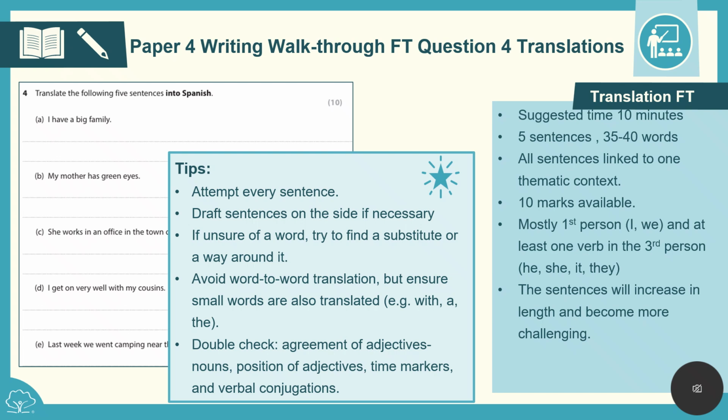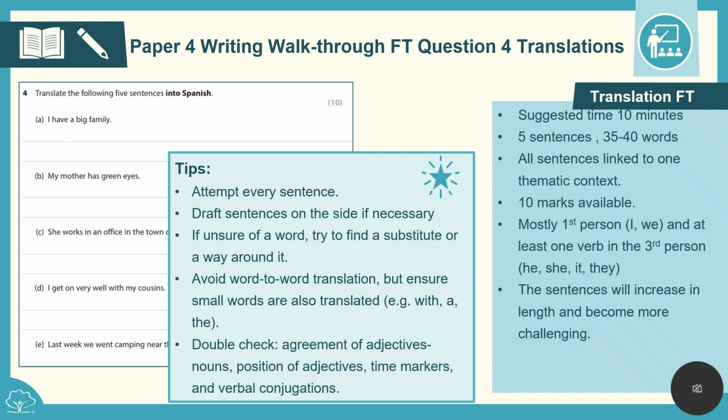But some tips, guys, straight away. You must attempt every sentence. Please do not leave any blank. Draft sentences on the side if necessary. If unsure of a word, try to find a substitute or a way around it. Yes, let's say you don't know how to say the negative of something, then try to play around the words to make it negative. For example, if one of your sentences you need to translate is it's very cheap, you have to translate it to Spanish, and you would say es muy barato, well, maybe you could say instead no es caro, it's not expensive, which will be the same idea.